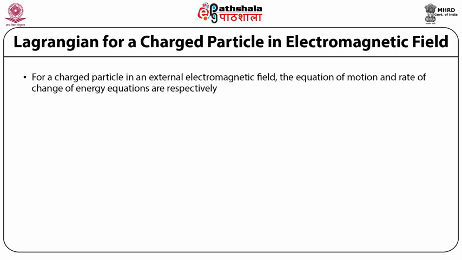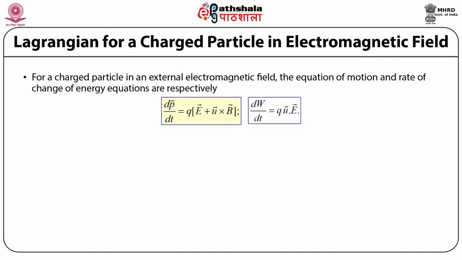Lagrangian for a charged particle in an electromagnetic field. Now we come to the problem of finding the Lagrangian for the motion of a charged particle in an external electromagnetic field. For a particle of mass m, charge q and velocity u moving in an external field E and B, the equation of motion is the Lorentz force equation, which is dp by dt equal to q times E plus u cross B.